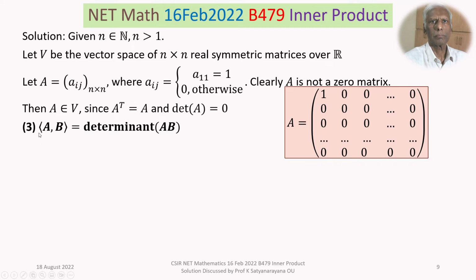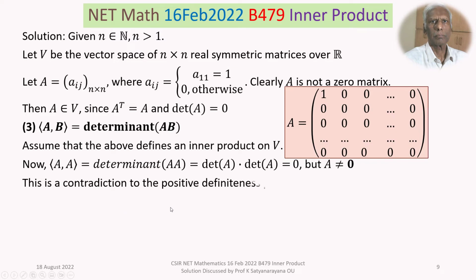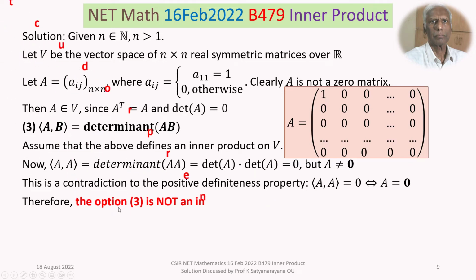Now take option 3. The bracket A comma B is equal to determinant of AB. Assume that this defines an inner product on V. Bracket of A comma A is equal to determinant of A into A. By definition, that is equal to determinant of A into determinant of A. Determinant of A is equal to 0. So bracket of A comma A is 0, but A is not a 0 matrix. This contradicts the positive definiteness property of the inner product. Therefore, option 3 is not an inner product on V.